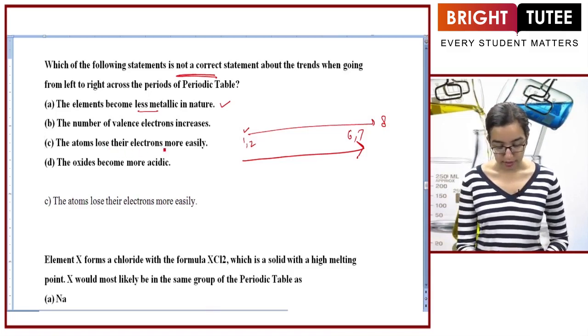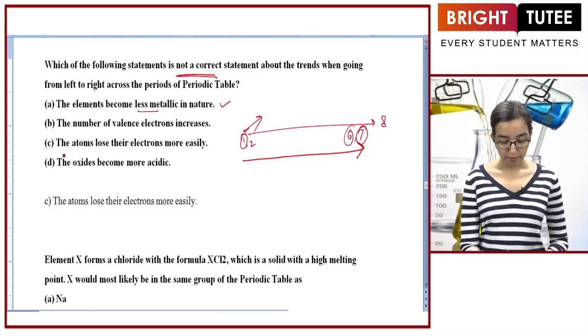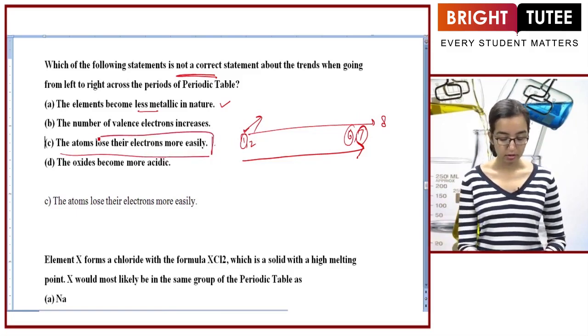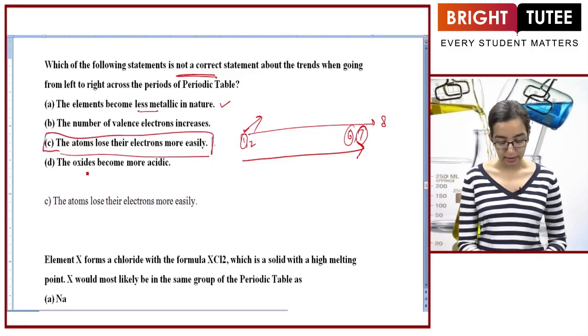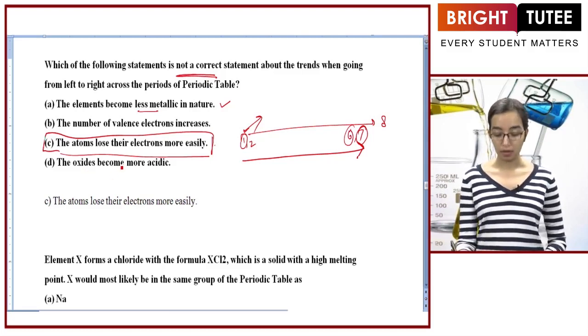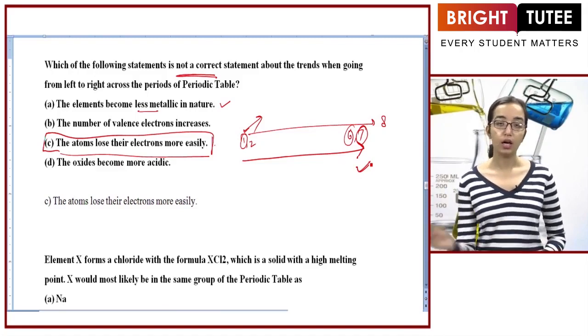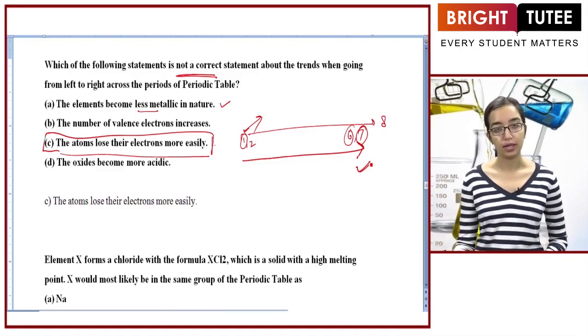The atoms lose their electrons more easily. Now, you see that here we only have 1 electron, it would be easier to lose it. But losing 7 or 6 electrons is difficult. So, this is in fact not true. This is our answer. But still, let's read the final one, that the oxides become more acidic. Now, we know that the oxides of non-metals are acidic in nature, and that is why oxides would in fact become more acidic as we move towards the non-metallic side of the periodic table.